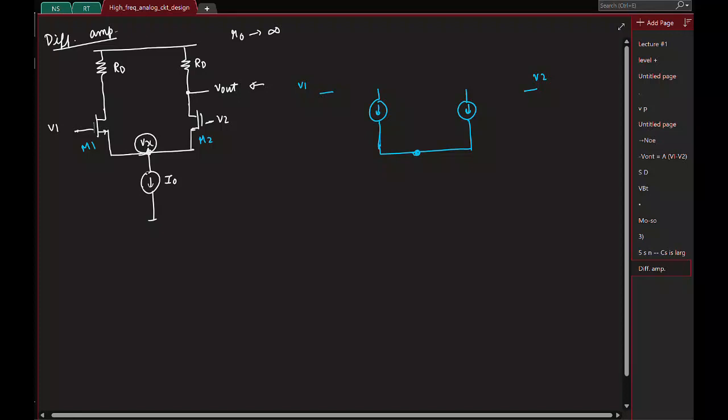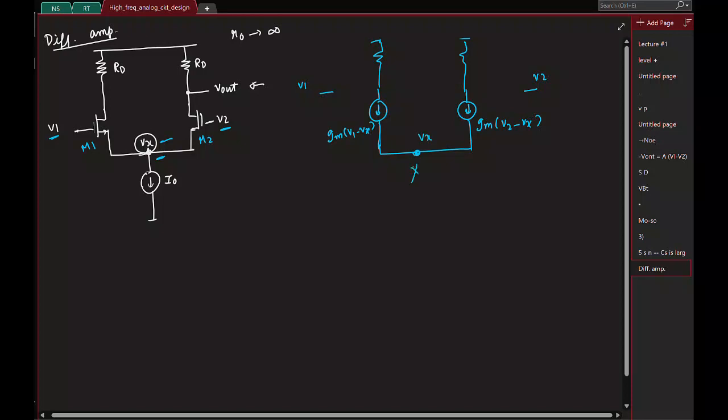Gm times V1 minus Vx. Okay. So basically gate voltage minus source voltage. Similarly here, what is it? Gate to source voltage of second transistor, which is V2 minus Vx. Right. I'll have of course RD here, which let's keep it for now. And this voltage is Vx, right?